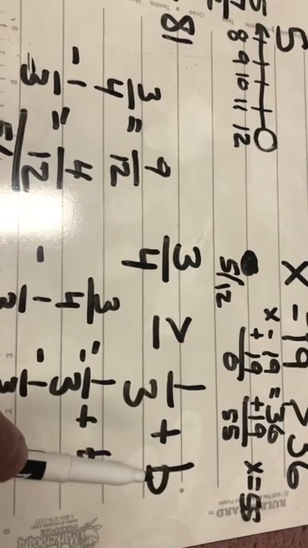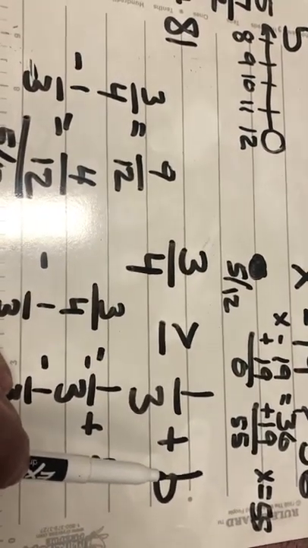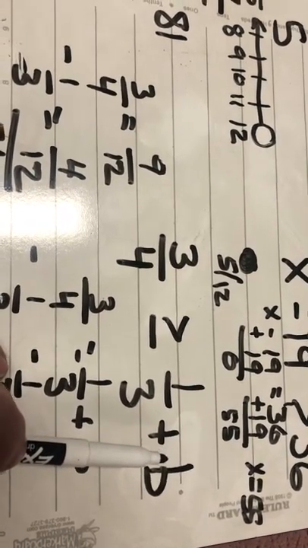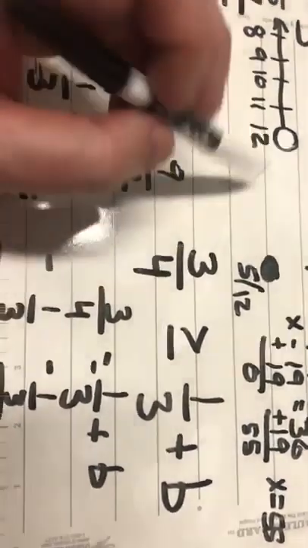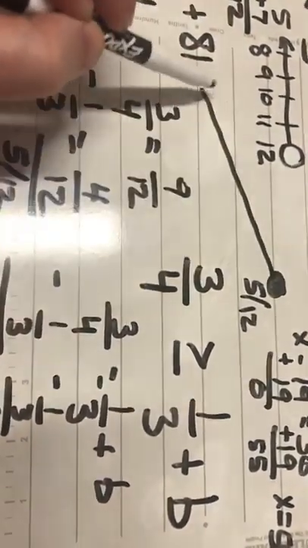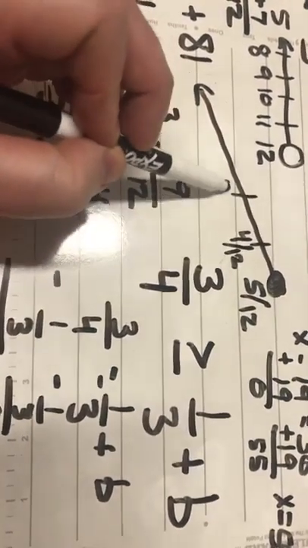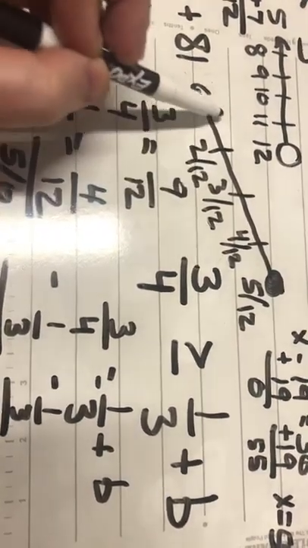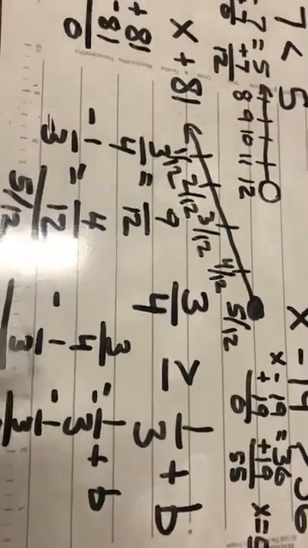The b has to be equal to or less than 5 twelfths, okay? It will have to go left, shaded circle, because it can equal 5 twelfths. Going to make my graph go left, 4 twelfths, 3 twelfths, 2 twelfths, 1 twelfth. And there's my graph. All right, we got one more.